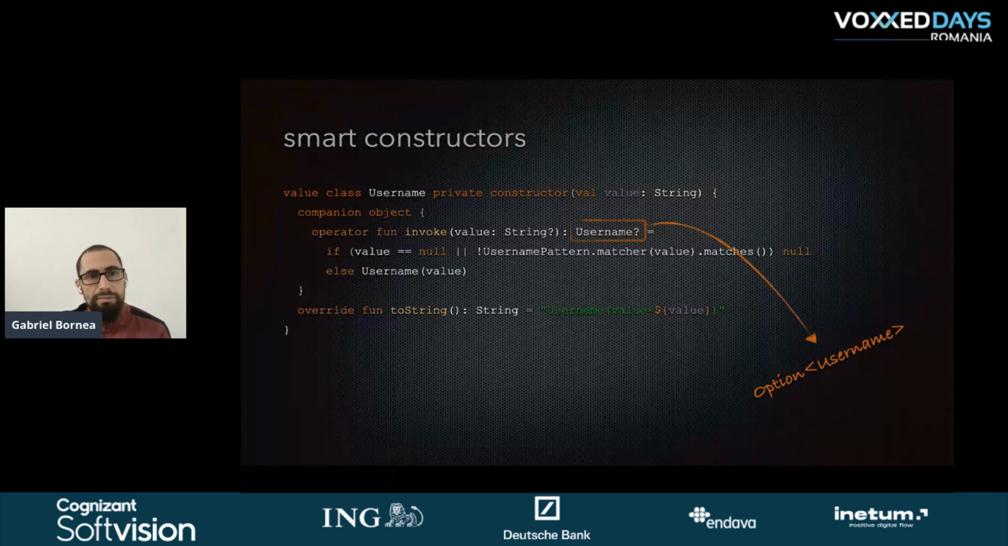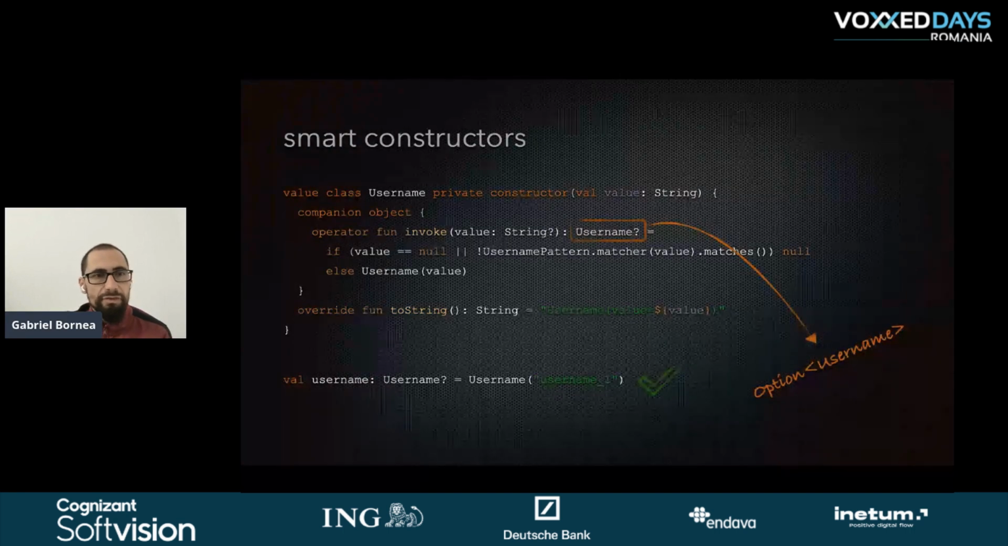Another good thing about this approach is that when I try to create a type username, it looks like I'm invoking the constructor. So again, it's another benefit from using this approach. But as I've said, there are other ways in which you can do it.